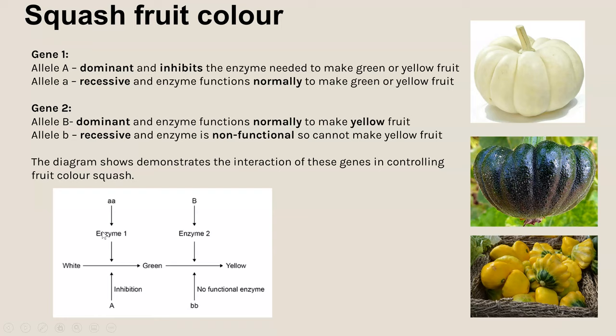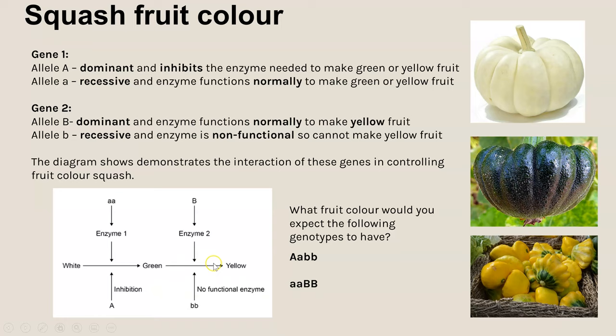And what they were asked was, what fruit colour would you expect the following genotypes to have? So basically, what would be the phenotype for these genotypes? So if we have a look, you can either use the information at the top or the flow diagram here. And in fact, in the exam question, I don't think they were given the information at the top. They did have to work it out just from the flow diagram. So we'll do it that way.